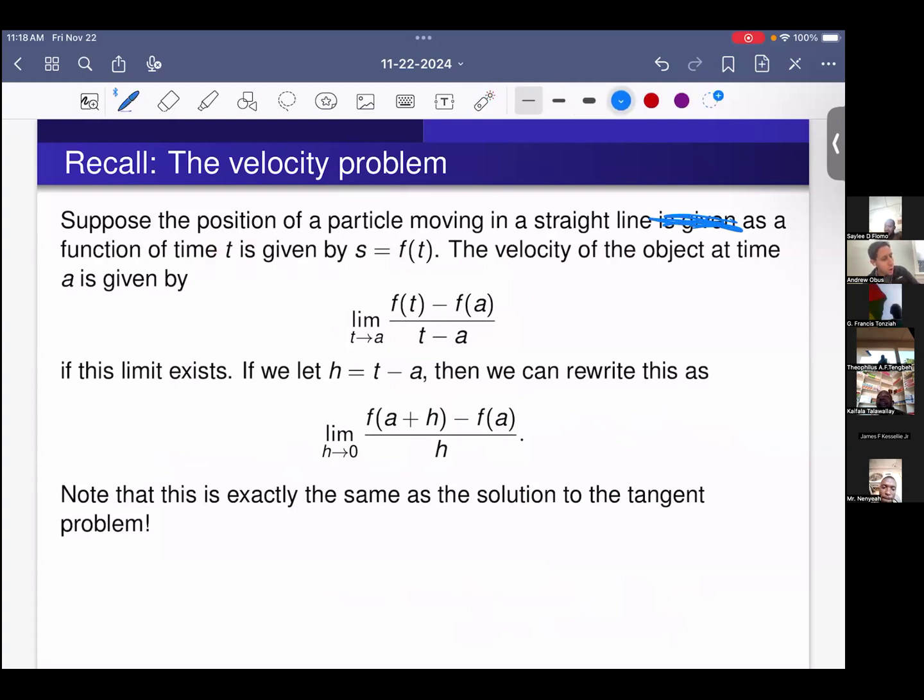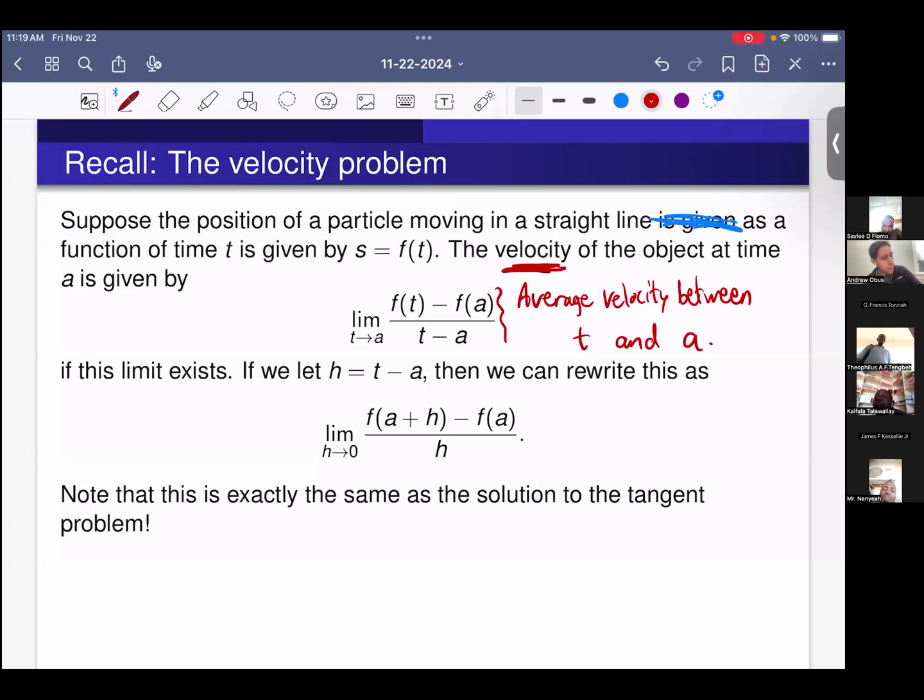Then what we showed was that the velocity of the object at time a is given by the limit as t approaches a of f of t minus f of a over t minus a. And this expression here, this is the average velocity between t and a. Right, this is the average velocity between t and a. It's the change in position divided by the change in time. So it's this velocity quotient.